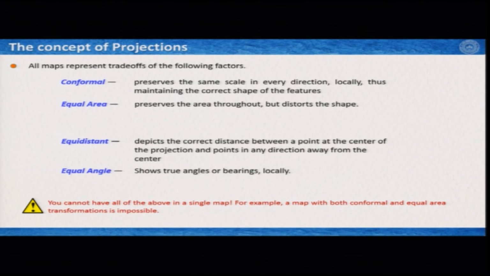In the equal area map, you preserve the area, but it distorts the shape, and in equal angle you keep all the angular relationships equal to the projected map. Now, it is important to understand here that you cannot have all of this, conformal mapping, equal area mapping, equidistant mapping, and equal angle mapping, in a single map, because though they are somehow related, you cannot project them together.